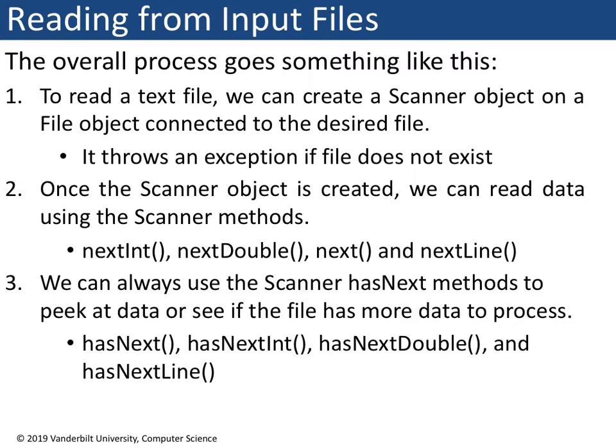We haven't talked about this much, but do remember there are the hasNext, hasNextInt, and hasNextDouble, as well as hasNextLine methods, which allow us to peek at the data without actually consuming it. So we can check to see if there is another token or another line available for consumption without actually using that next token or next line. So just like we can do this on the input stream from the console, we can do this on the input stream that comes from a file.